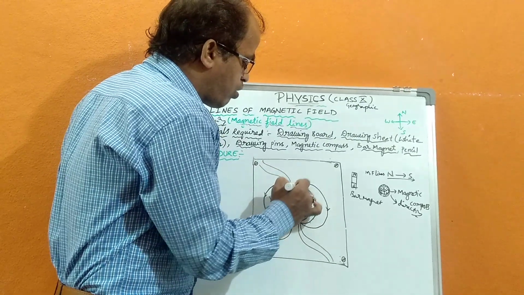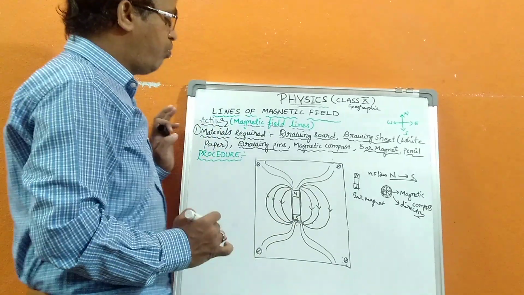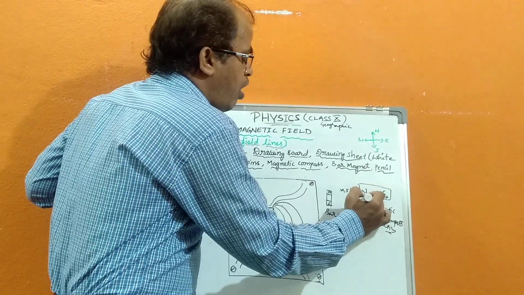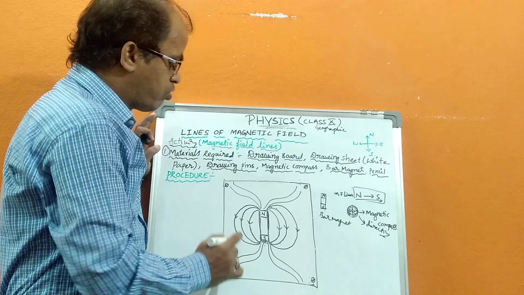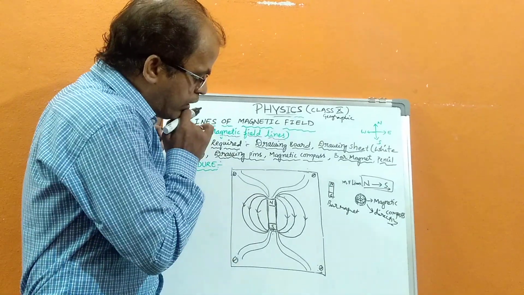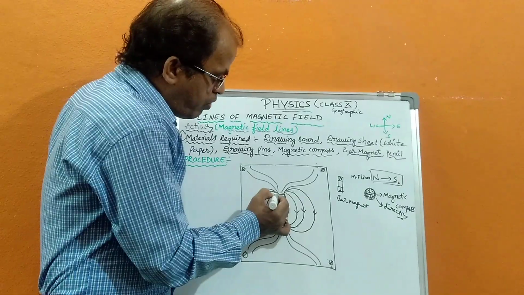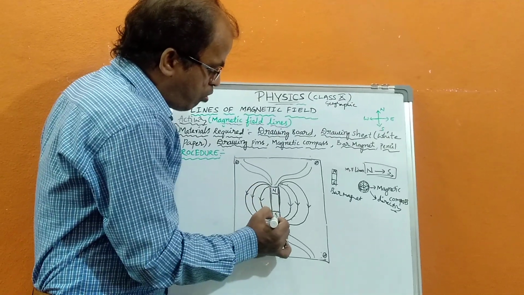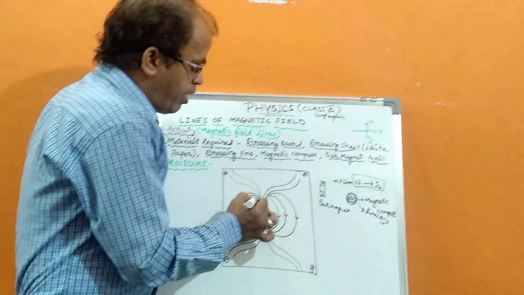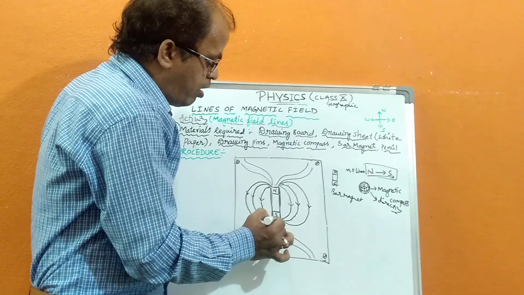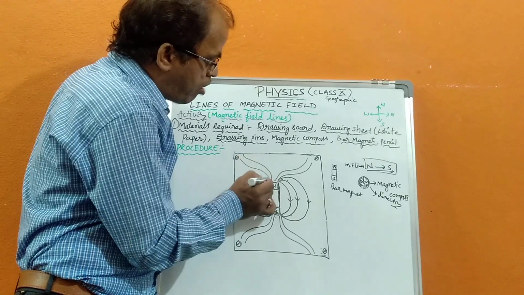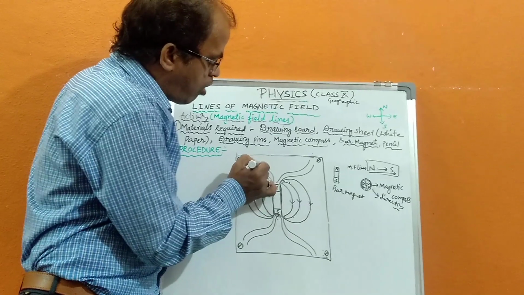Here we can conclude one point: we can observe the magnetic field lines are always moving from north to south direction. North to south. It seems the magnetic field lines enter into the south pole and leave from the north pole. Very, very important point. Always the magnetic field lines enter into the south pole and leave from the north pole. That's why we can draw an arrow mark this side.